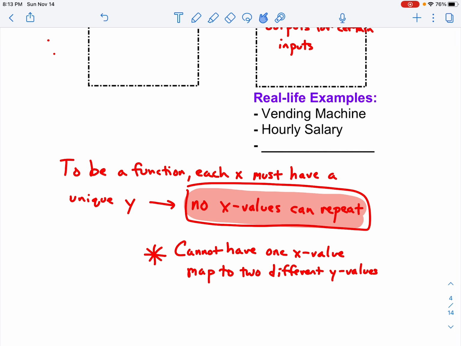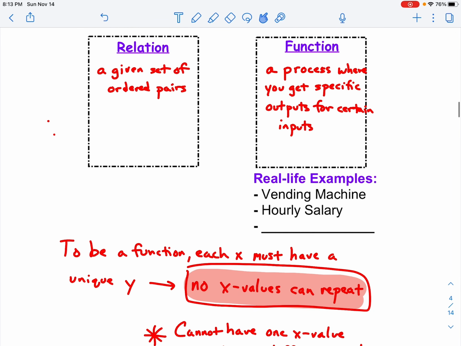Okay, so an example of this would be a vending machine, a real life example. Consider when you put $1 in the vending machine, that's like your input, and then the snack or the drink or the piece of candy that you get out is your output, right? So the dollar you put in is your x, and the food you get out is your y, right? So with any dollar that you put in there, you cannot get multiple outputs. If you put $1 in the vending machine, you cannot get multiple pieces of candy or multiple drinks or multiple snacks out of that.